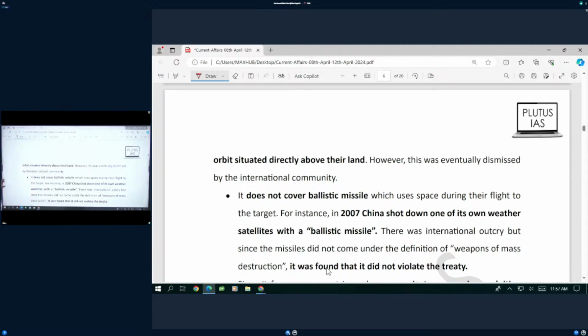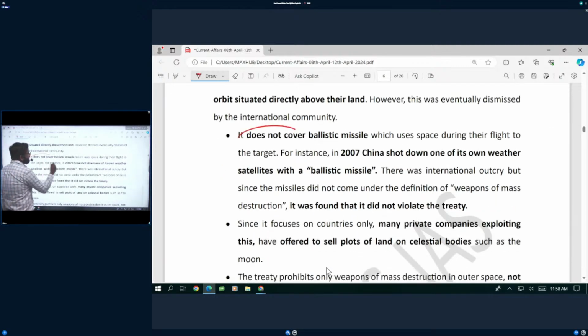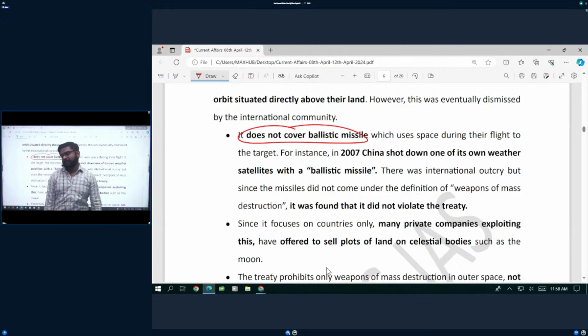Second point, this is a big point, it does not cover, ये इसमें कमी है, बिकॉज देखिए ट्रीटी कब साइन हुई, 1960s, तब तो बैलिस्टिक मिसाइल थी नहीं हमारे पास.